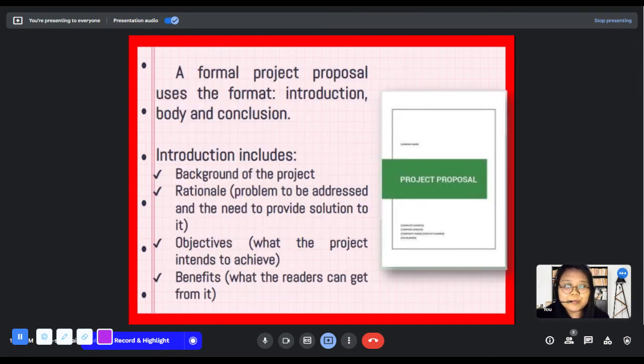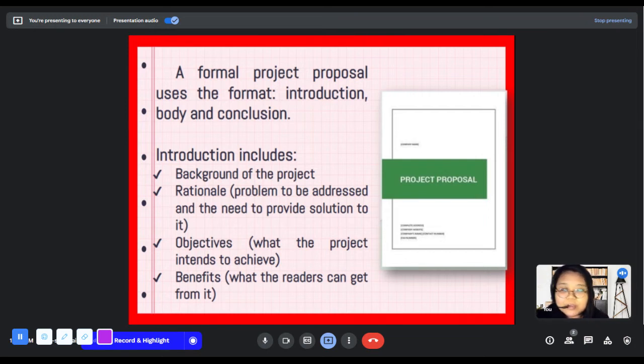Now, a project proposal uses the format of introduction, body, and conclusion, but it's not always strictly followed nowadays, because we make project proposals with creativity. So it's not always paragraphs that are present when we are writing across disciplines. For the introduction, you can include the background of the project, the rationale, or the problem that needs to be addressed, and why there is a need to provide a certain solution to it.